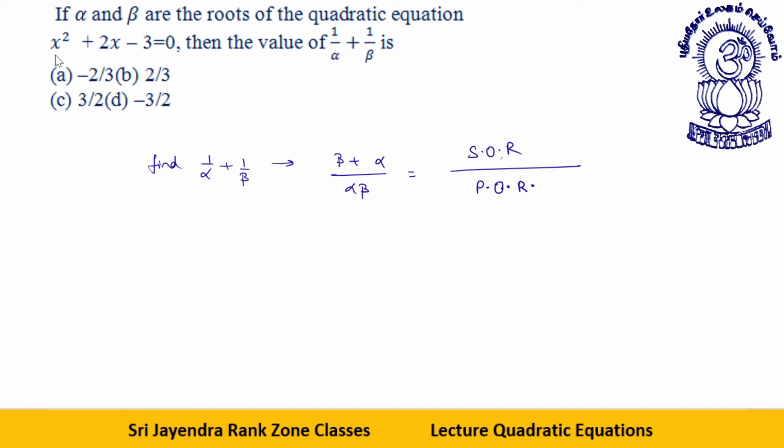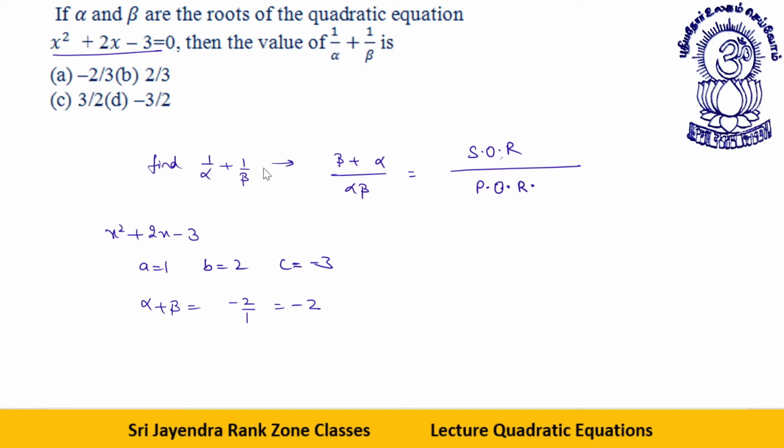Now the equation is x square plus 2x minus 3. What is A? A is 1. B is equal to 2. C is equal to minus 3. What is alpha plus beta? Alpha plus beta is minus b by a. That will be minus 2 by 1, that will be minus 2. Okay. Directly, what will be sum of roots upon product of roots?